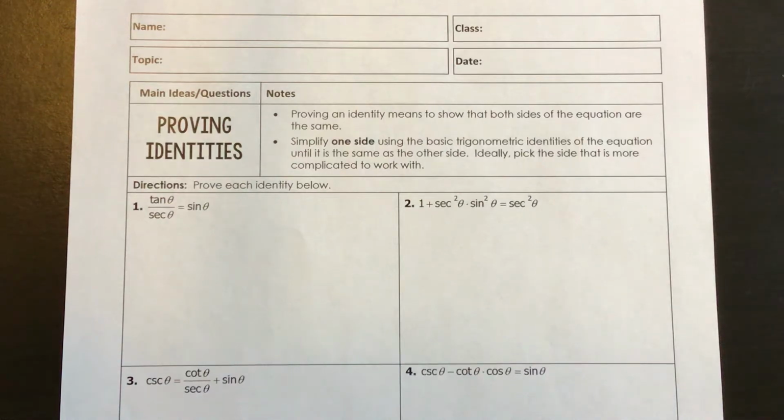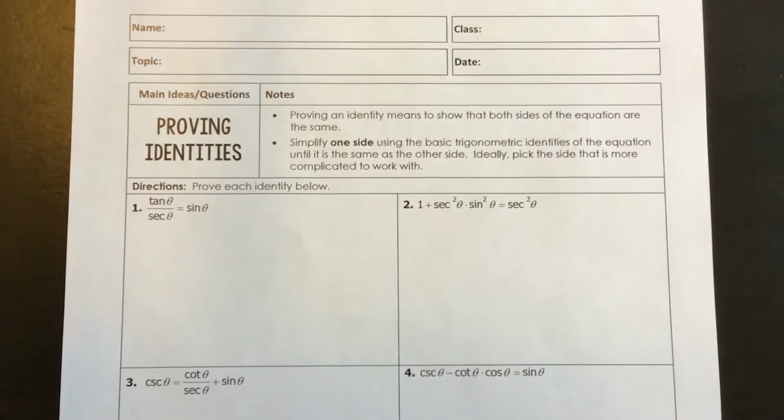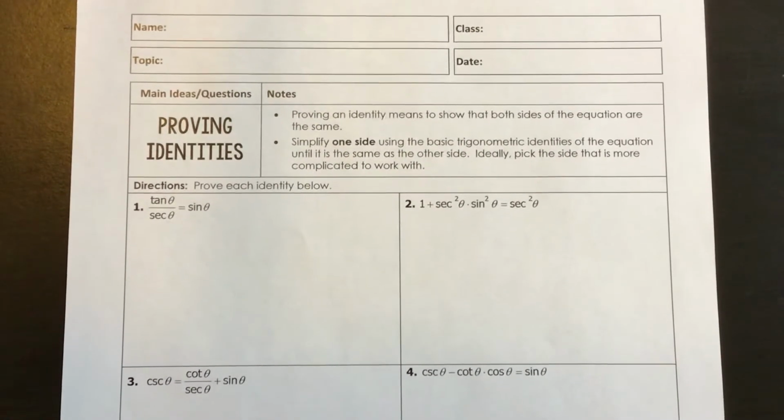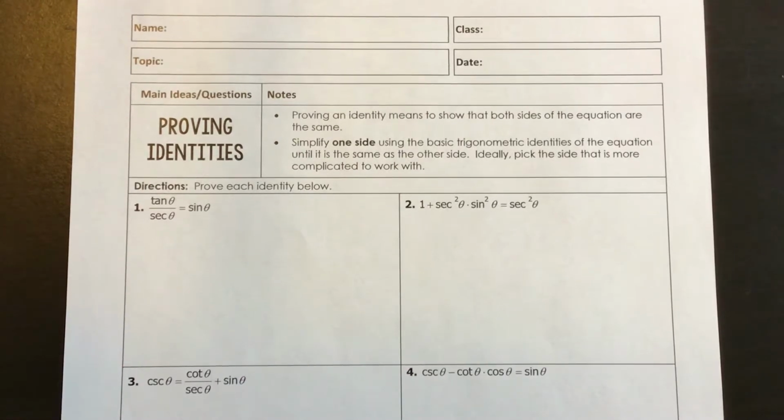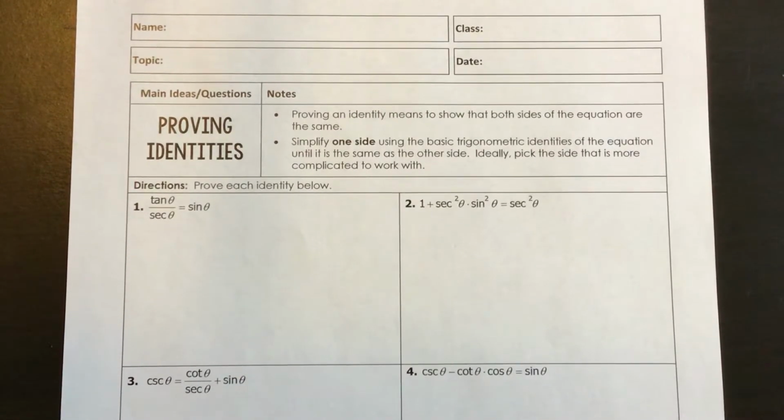All right, this is Unit 12, Lesson 11, Part 2. We're going to be doing something called Proving Identities, and this is going to come back using those same identities that we had in Part 1 of this lesson, except we're going to use them to prove identities. And proving identities means you're going to prove that the left-hand side and the right-hand side are equal.